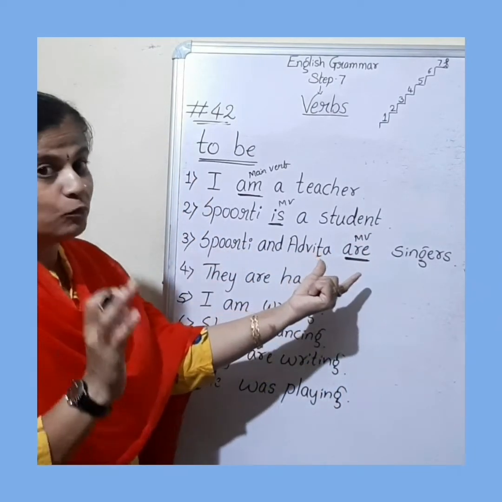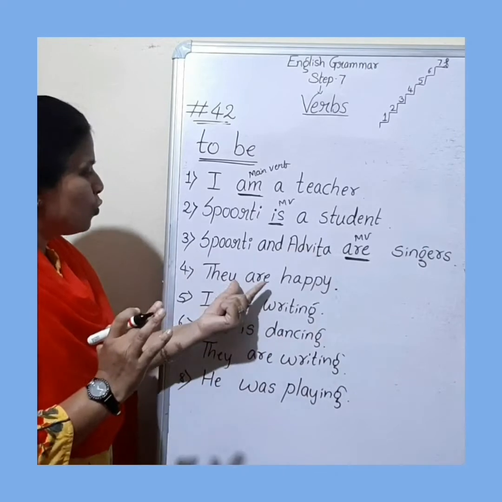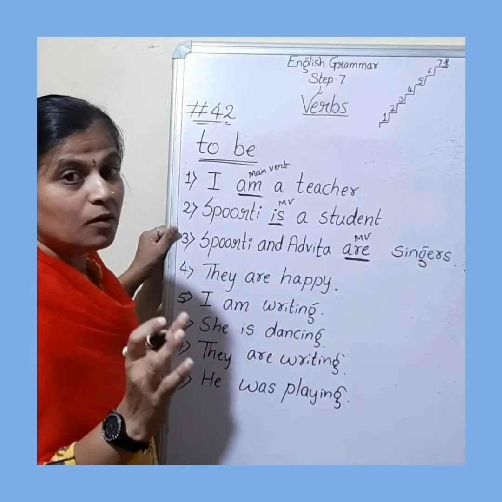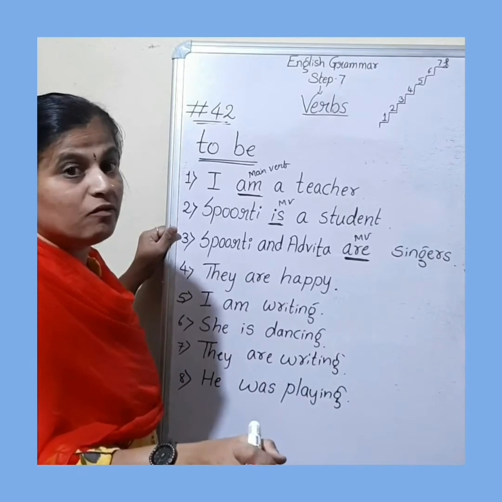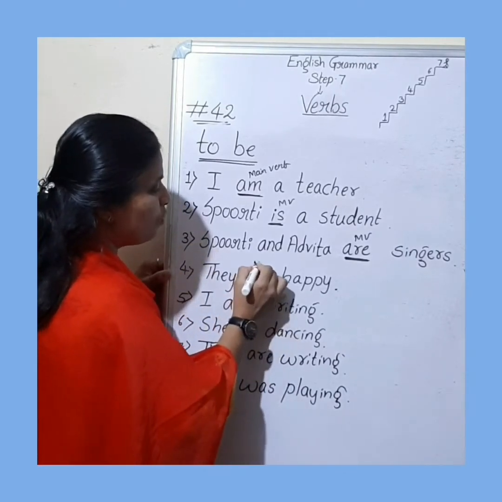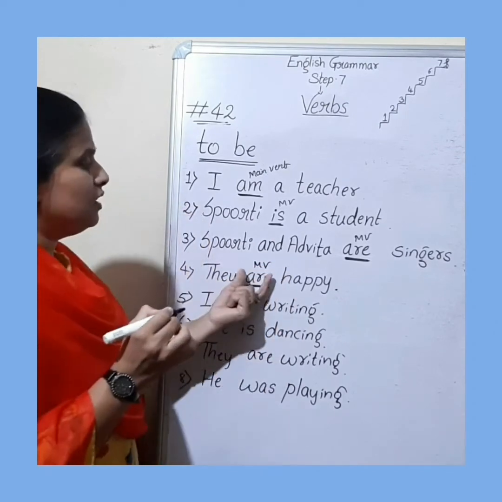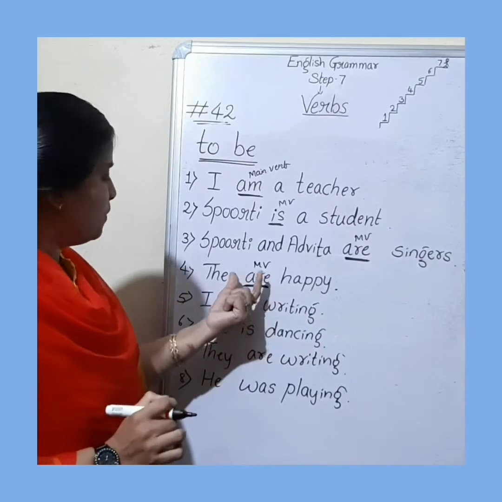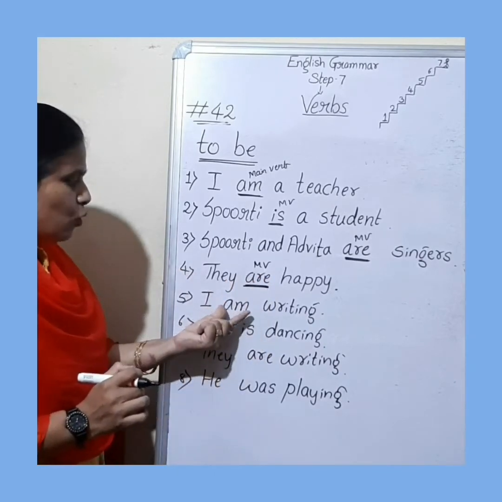Still we have not come to helping verb. Let's have a look. They are happy. Here also there is no main verb. So who is playing the role of main verb now? Are. Okay, this are is playing the role of main verb. So in this sentence, are is itself the main verb.